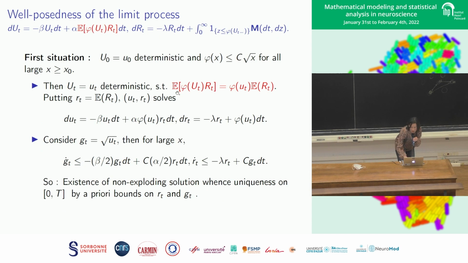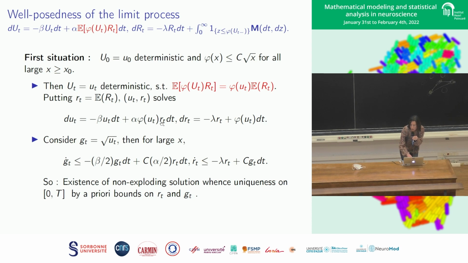And in this case, in this expectation here, I can take the phi of U out of the expectation because it's deterministic. So I get phi of U times the expectation of R. And if you have a closer look at this equation for the residual calcium, you see immediately that you can take expectation and get a closed formula for the expectation of R. So in this case, I get a very nice formula for little u_t, which is now the expectation of U_t, and little r_t, which is the expectation of R_t. It is of this form.